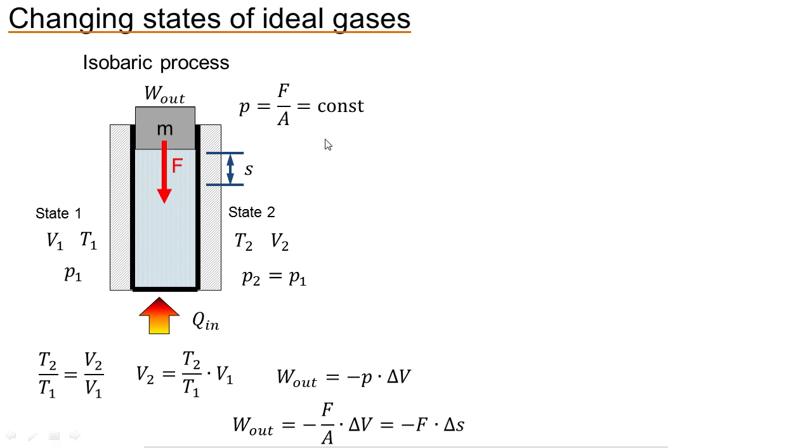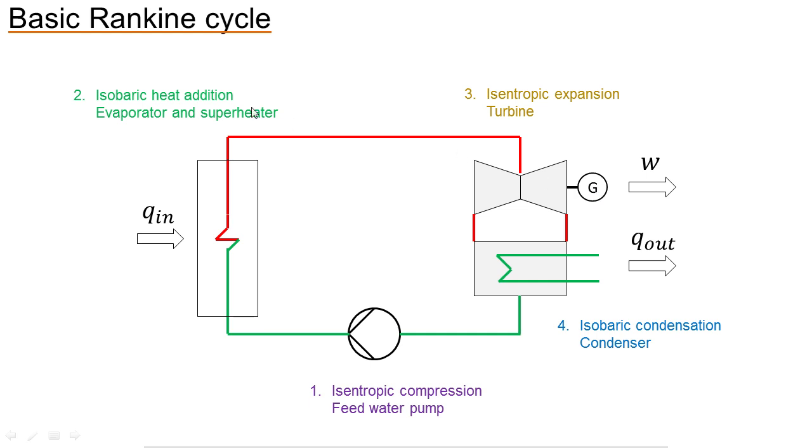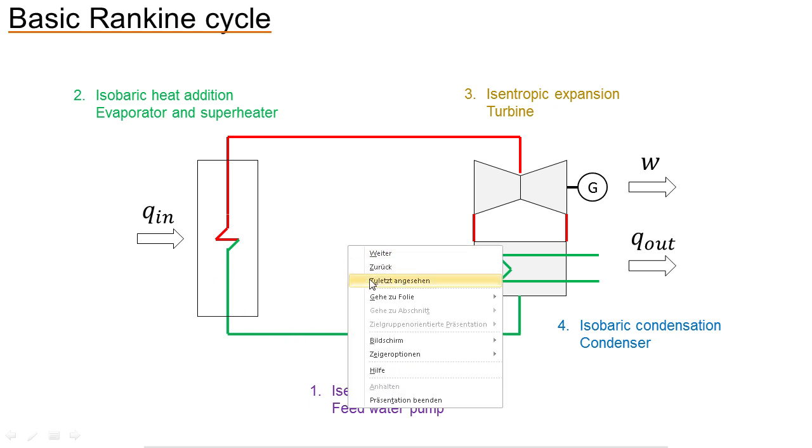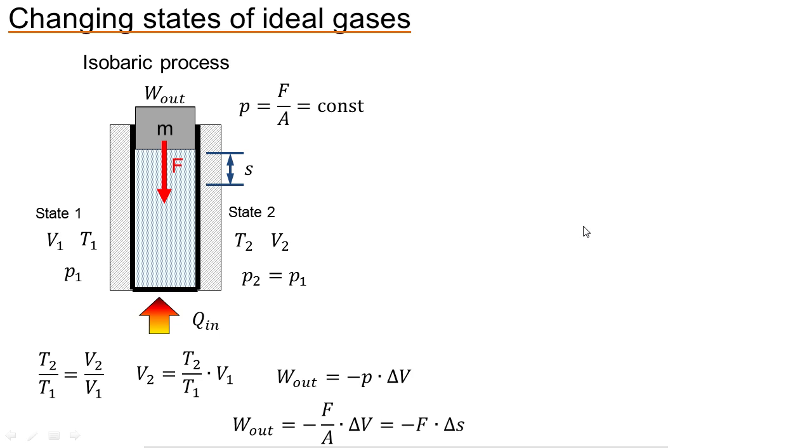Now the viewer question from the isobaric process was, if I put in heat and I get out work, I will get back to the Rankine cycle here. If I put in heat, where is my work here in this isobaric process? This is something that might be a bit confusing now. I put in heat here and I don't get work out of the isobaric process here. How is that possible? I will go back now to the changing of the states of the ideal gases.